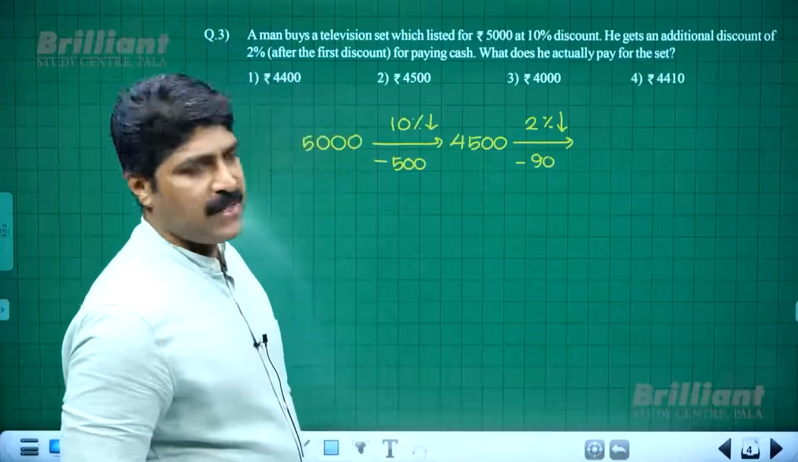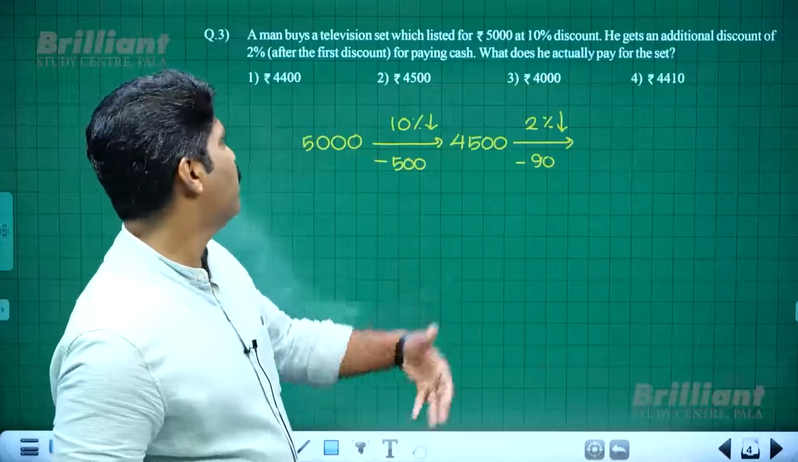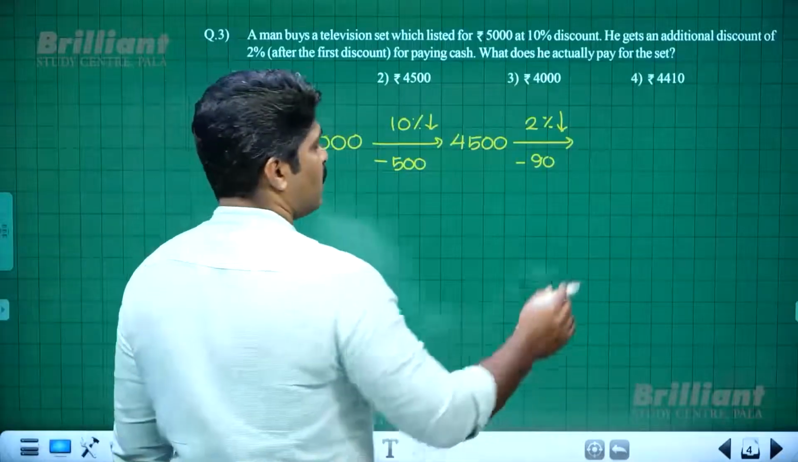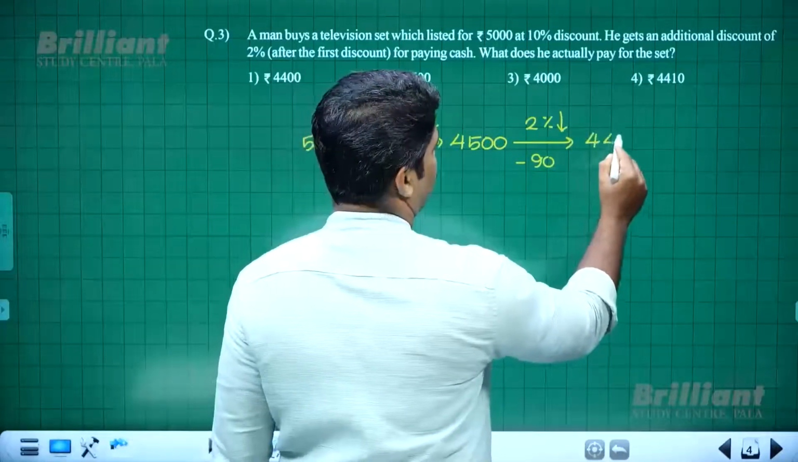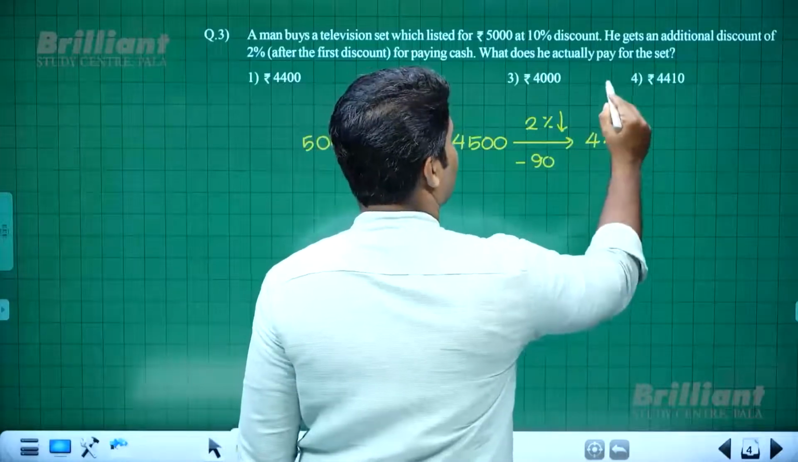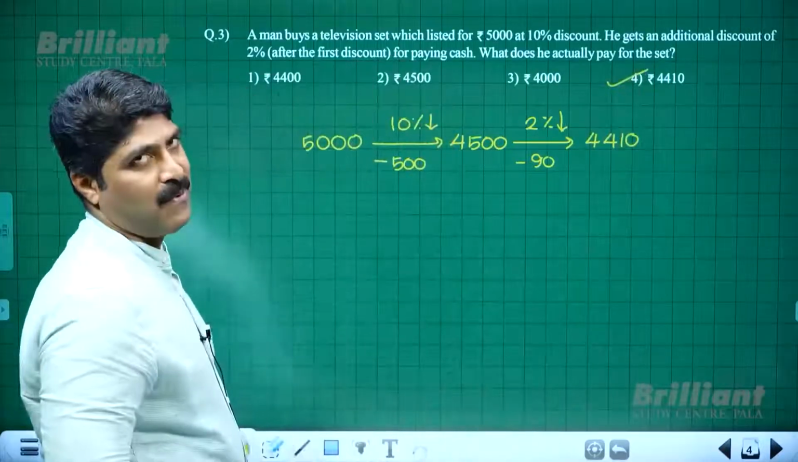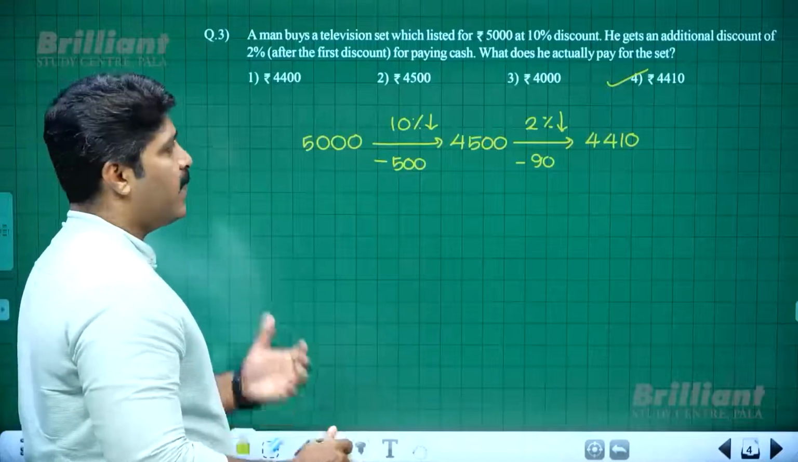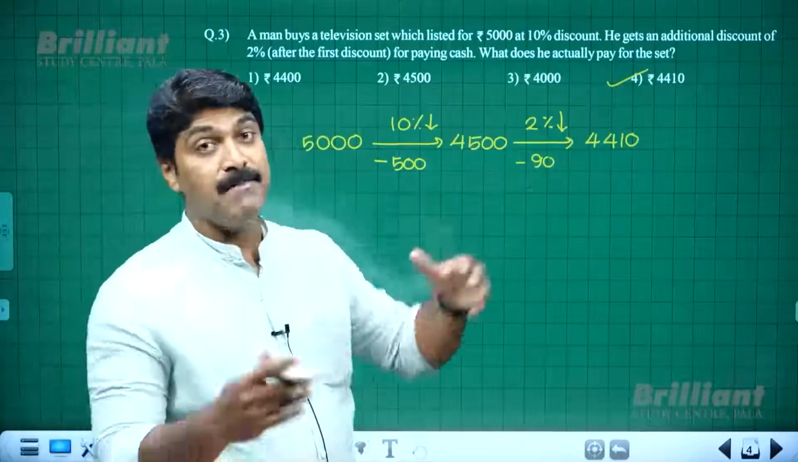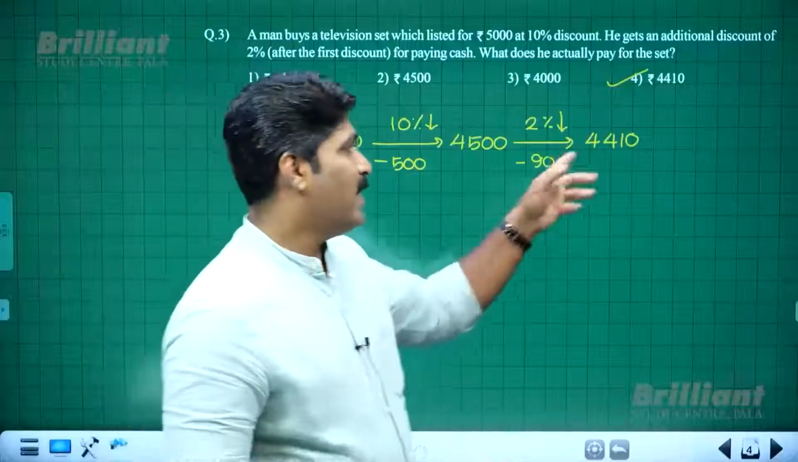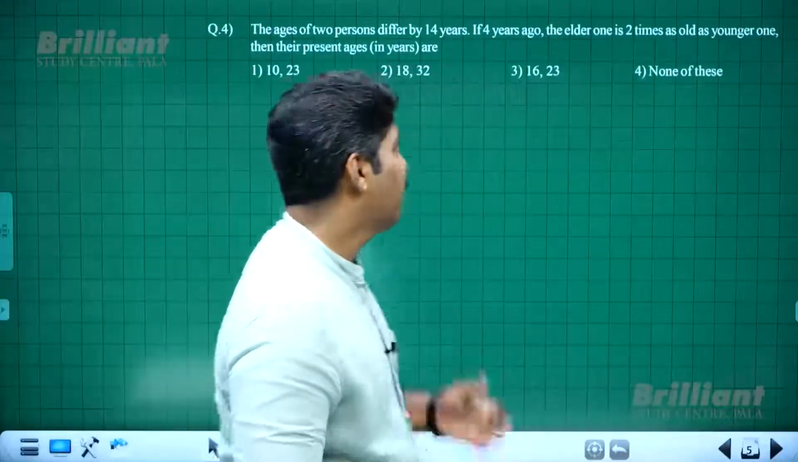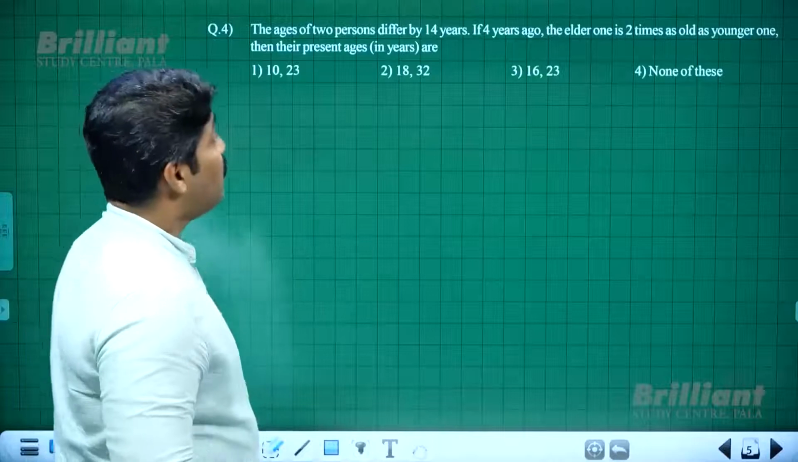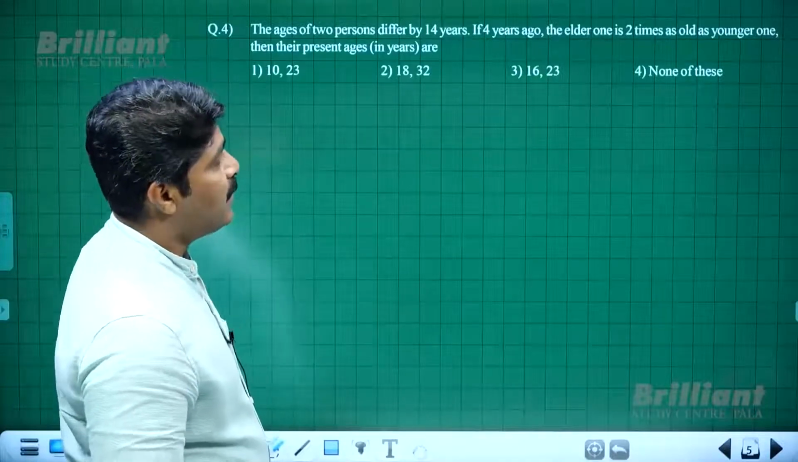Then we can easily find the remaining value. This is 4,500 minus 90, which is equal to 4,410. And the answer is option 4. So what does he actually pay? Here the question asks for the final selling price of the product. That is 4,410. The next one: the ages of two persons differ by 14 years.